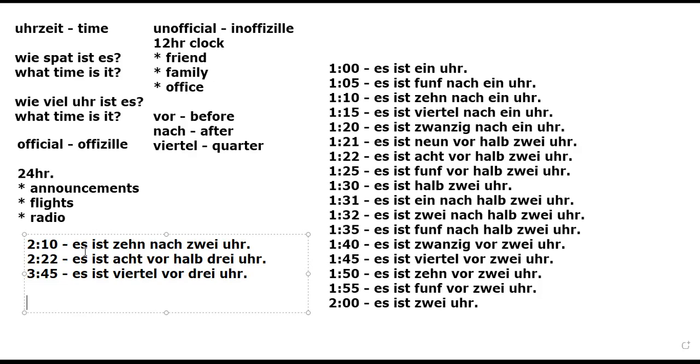What if there is 3:56? Es ist 3 nach halb 3 Uhr, 4. Okay, half of 4, yeah. So 3:30 is half of 4. Sehr gut. Let's check one more.